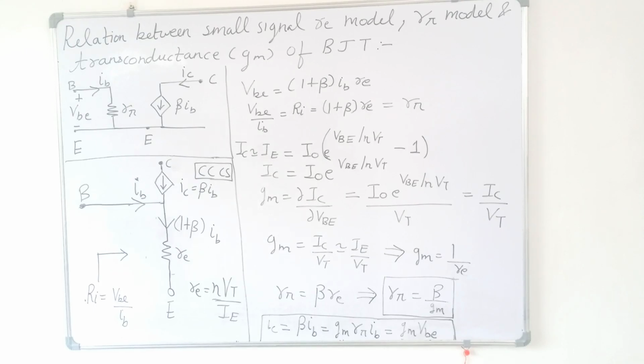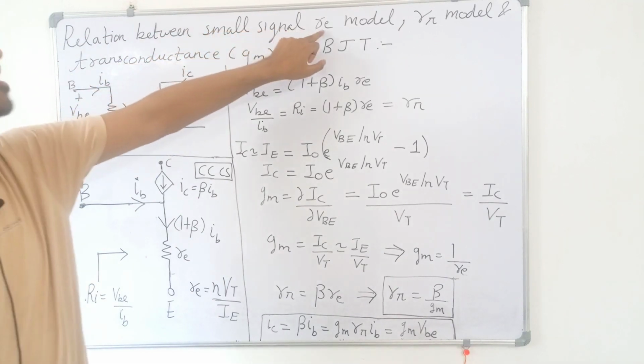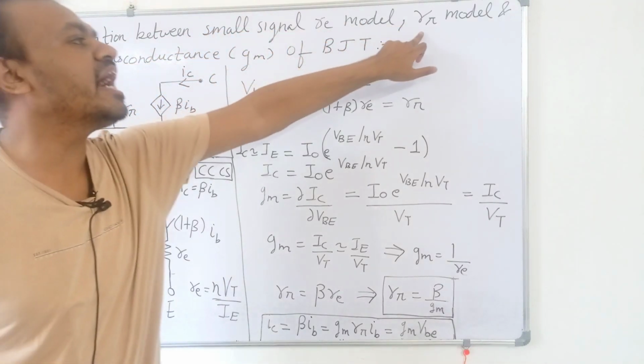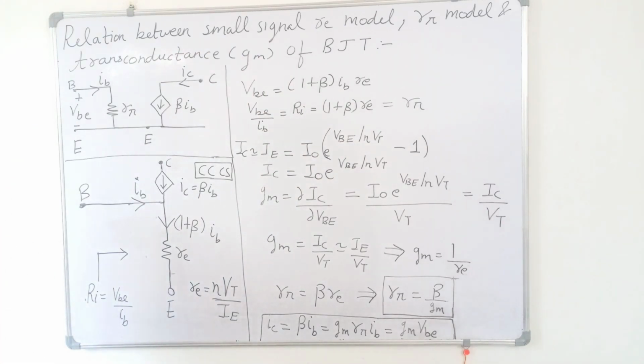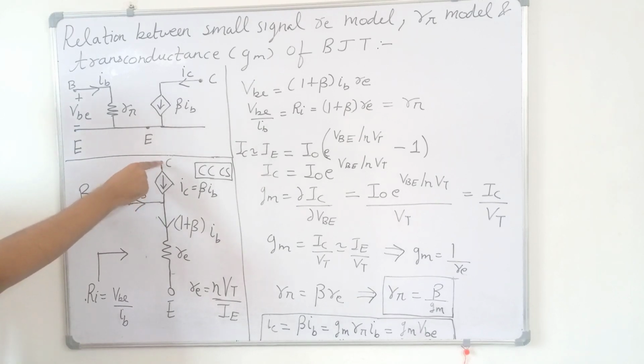So in this video we will try to find the relationship between the small signal re model, the r pi model and the transconductance of the BJT. So first of all, see this. This is the small re model. This is your base terminal, this is the collector terminal, this is the emitter terminal.